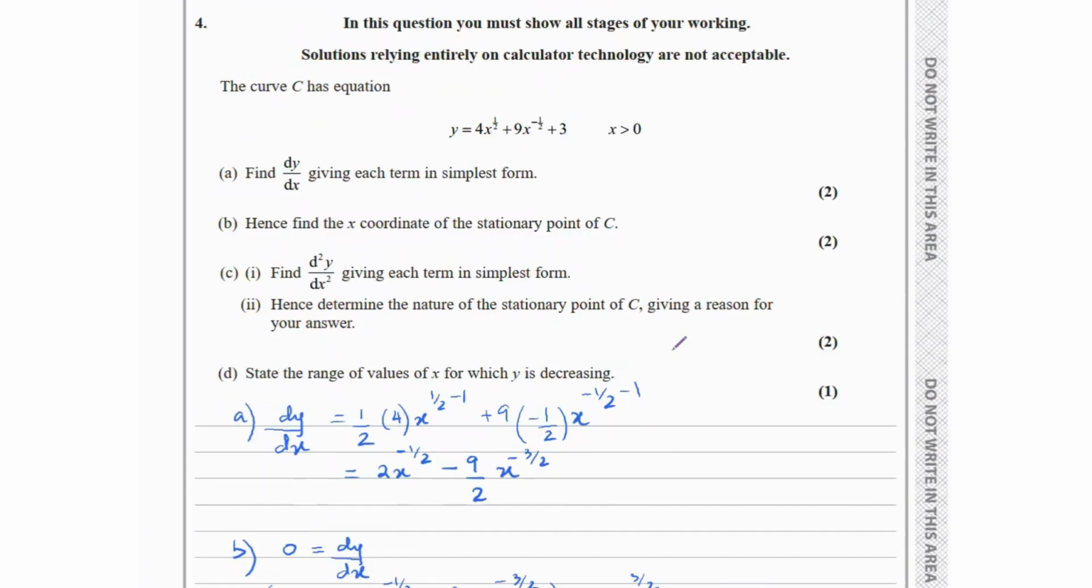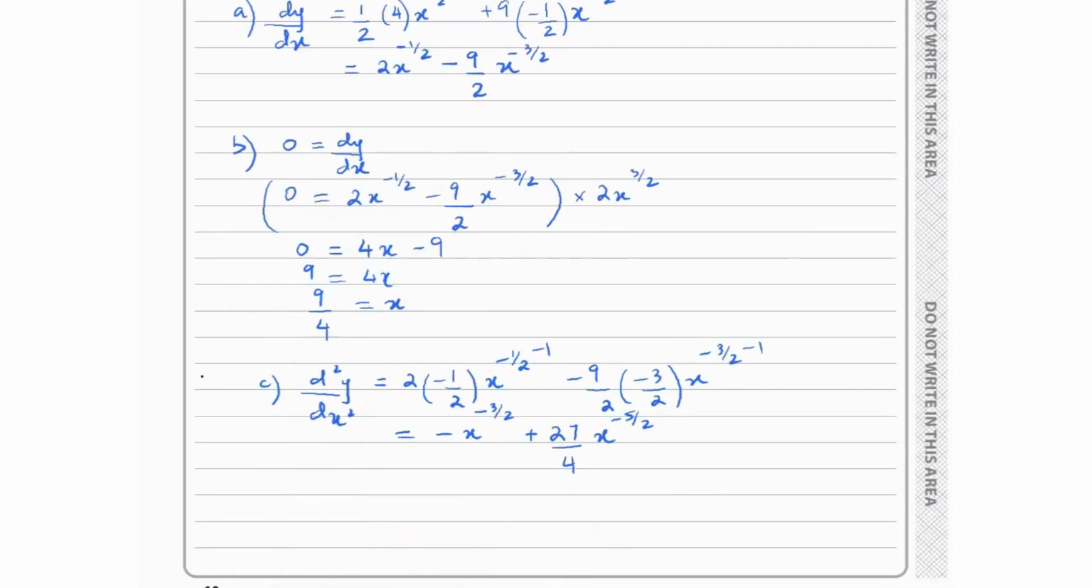Then hence determine the nature of the stationary point of C, giving a reason for your answer. To determine the nature of the stationary point, we're going to substitute that value in the second derivative.